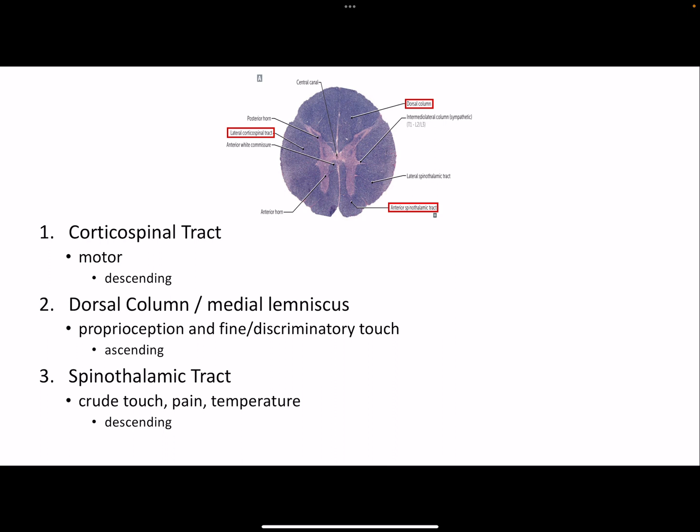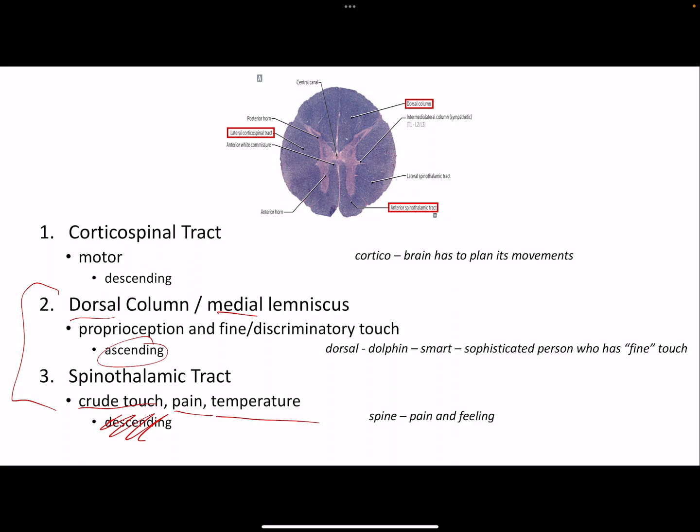And the names are kind of fitting here. Dorsal column is going to be dorsal in the spinal cord. It's going to be medial in the brainstem. So this is for proprioception, like knowing where your body is in space, and fine discriminatory touch, right? Like reading Braille or something like that. You can really, really fine tune and precisely tell one little bump from the other. And this is going to be ascending because it's sensory. This is also ascending. I don't know why it says descending, because these two are sensory. And this one's going to be a little bit more primitive though. Crude touch, pain, temperature.